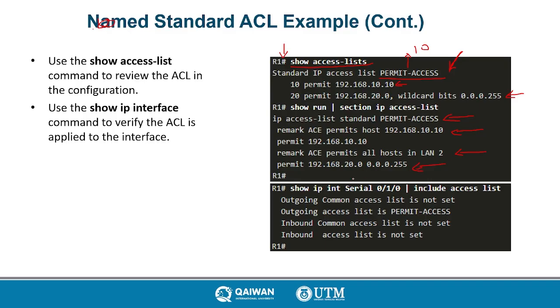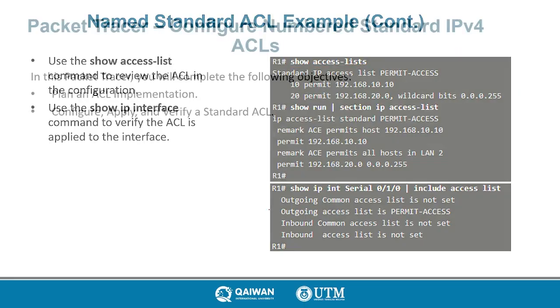inside this LAN. Okay. Also, you can show IPs in serial 0/1/0, include access list, and it will tell you that the outgoing access list is permit access, because sometimes you may have too many, 10 or 5 or 7 access lists. Okay. So at that time, it is preferred to have a name. Okay. So you will recognize it.